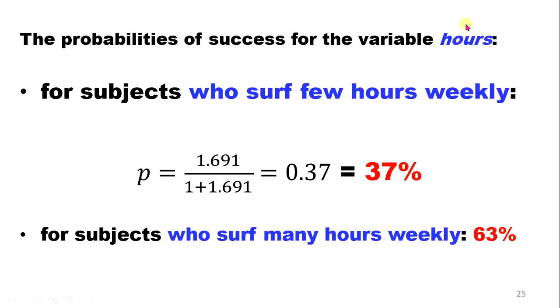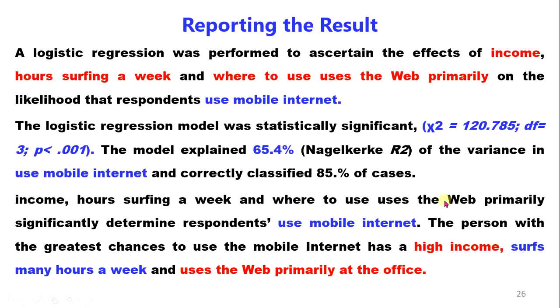By the same fashion for hours surfing weekly for few hours weekly ምን ይሆናል ማለት ነው 1.691 divided by this it will give us 37%. ስለዚህ those who are surfing few hours weekly their chance of using mobile internet is 37%, and for subject who surf many hours weekly ስንት ይሆናል ማለት ነው 1 minus 37 ይሄንን ይሰጠናል ማለት ነው። ስለዚህ አሁን እነዚህን ሁሉ ካያችሁ በኋላ እንዴት ነው ሪፖርታችሁን የምትጽፉት ማለት ነው? ሪፖርታችሁን አሁን ያየነውን በሙሉ አንድ ላይ ሰብስበን ሪፖርታችን ላይ እንዴት እንጽፋለን ማለት ነው?